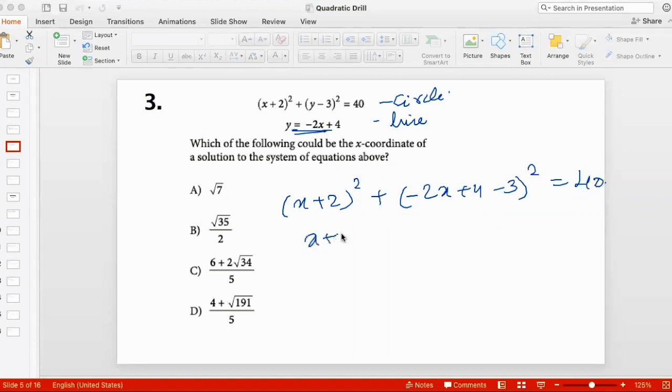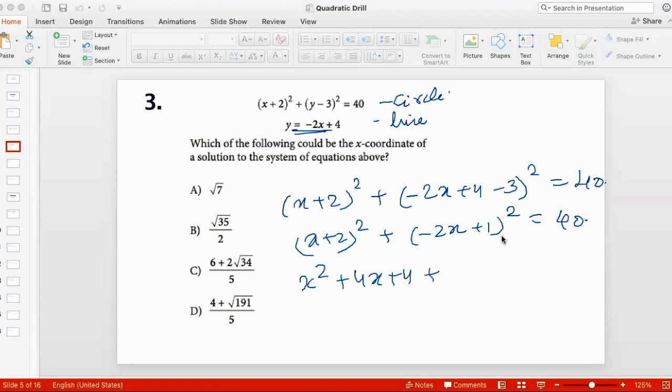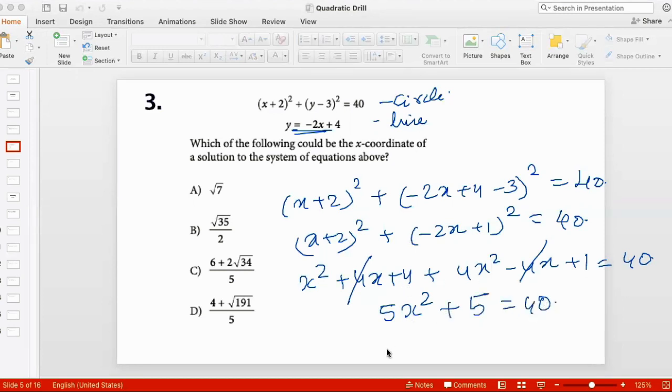So that's x plus 2 the whole square plus minus 2x plus 1 the whole square is 40. So x plus 2 the whole square is x squared plus 4x plus 4. And minus 2x plus 1 the whole square would be 4x squared minus 4x plus 1, and that's 40. Plus 4x and minus 4x cancel. x squared plus 4x squared is 5x squared. 4 plus 1 is 5, and that's 40.